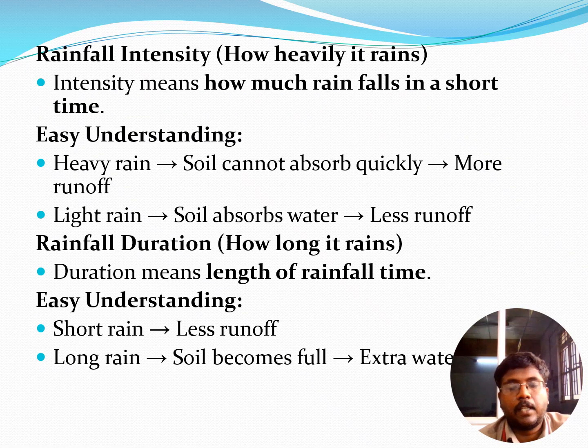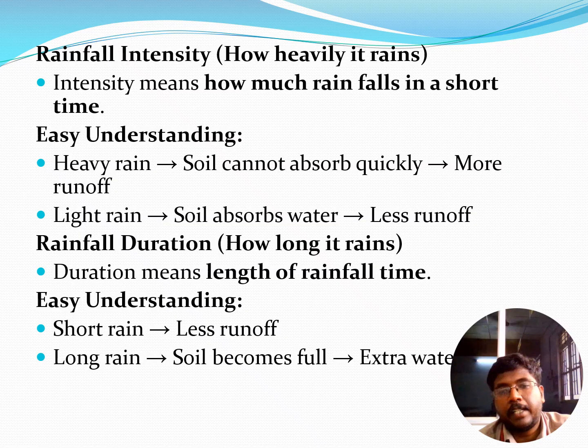Next we see about the rainfall intensity and duration. Before that, what is meant by intensity and duration? Intensity is defined as how much rainfall occurs in the shortest time within a specified time interval. Duration is defined as how much rainfall occurs over the length of the entire time.